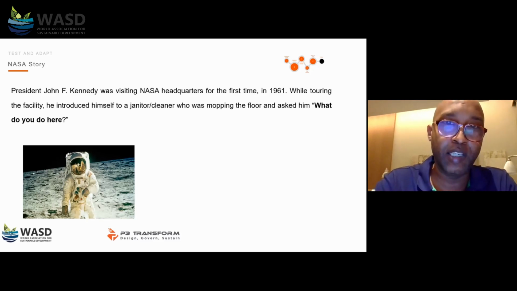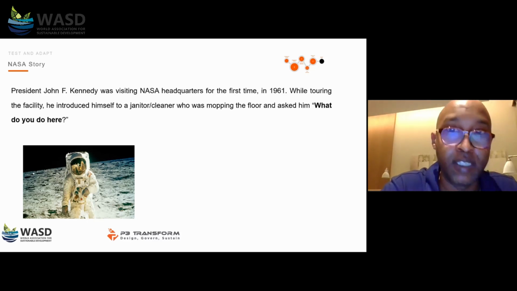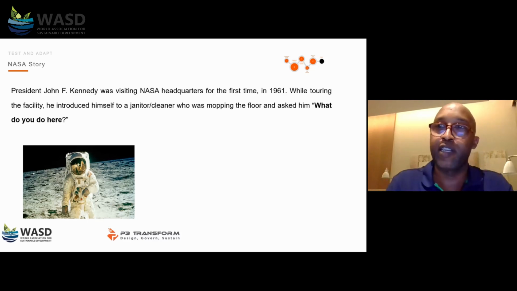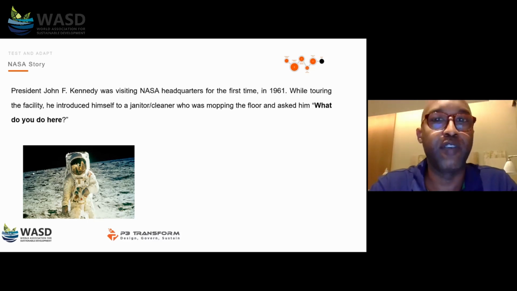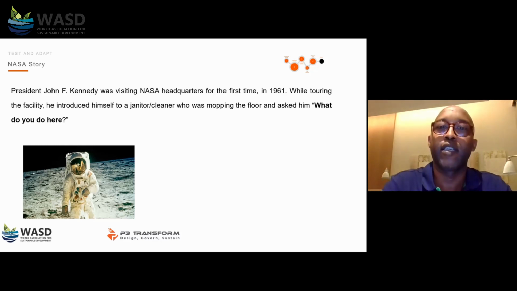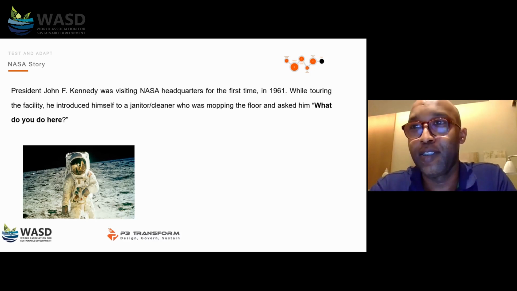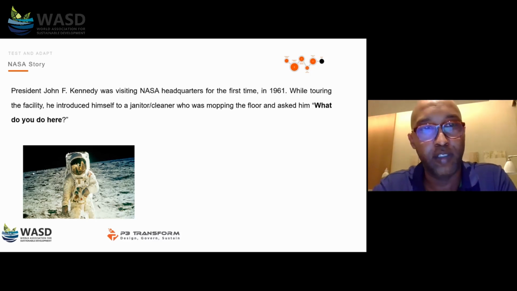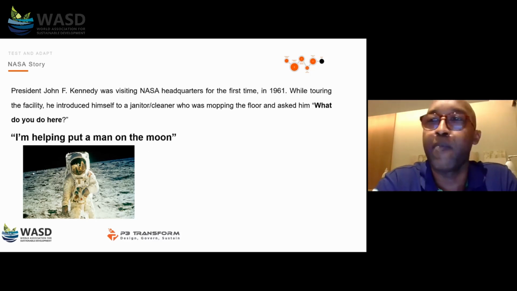The very last slide is the story of John Kennedy, and basically, he was walking around NASA headquarters in 1961, looking at the facility and being introduced to various people, and he looked at the janitor, who was mopping the floor at that time, and asked him, what do you do here? So John Kennedy asked the janitor, what do you do here? And the answer of the janitor was, I'm helping to put a man on the moon.